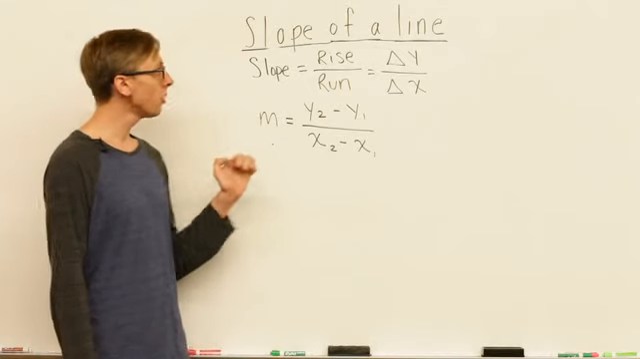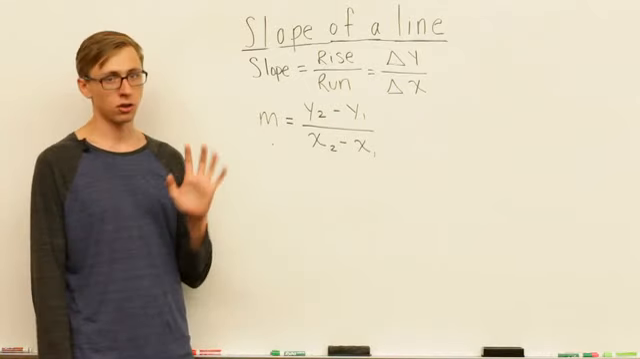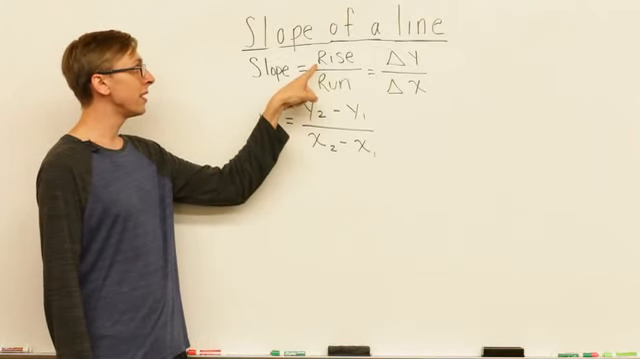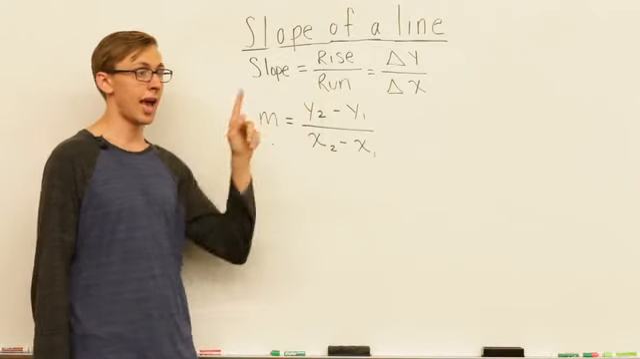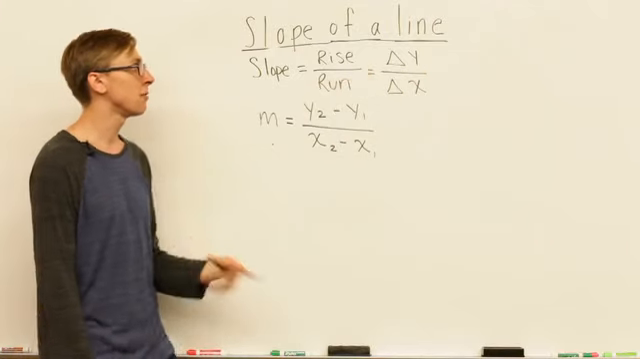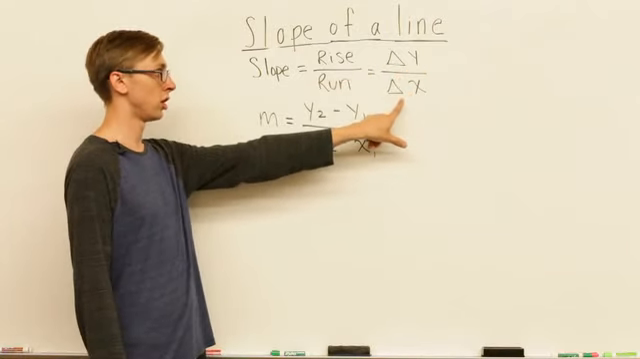And now today, I'm going to talk to you about how we calculate the slope of a line. So remember from our last video, the slope is rise over run. So you're looking at how much you go up versus how much you go over. And remember I said that's the same as the change in y over the change in x.